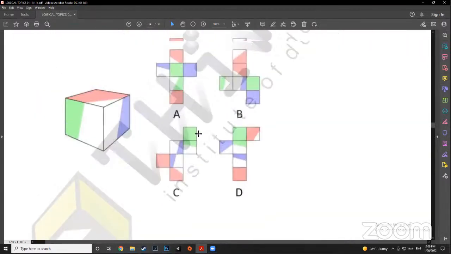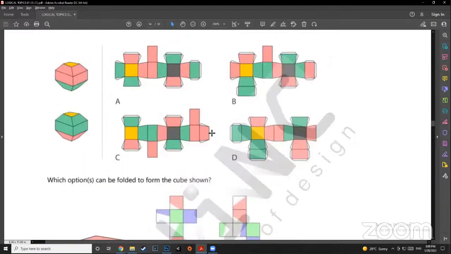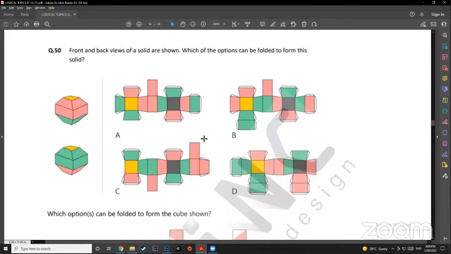Let us take this one. I think you mean something like this. In this question, the front and back views of the solid are shown. Which of these options can be folded to form the solid? For your first approach, this particular question is very easy.